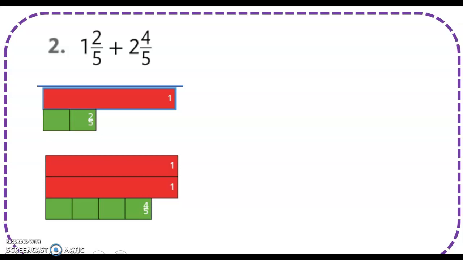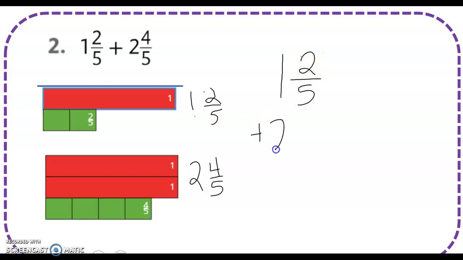or subtracting. Here in this first group of fraction sticks, we have 1 2/5. And here we have 2 wholes and 4/5. When we add them, we line up our whole numbers with our whole numbers and our fractions with our fractions, just like we would line up ones with ones and tens with tens. I'm going to start with the fraction column: 2/5 plus 4/5.